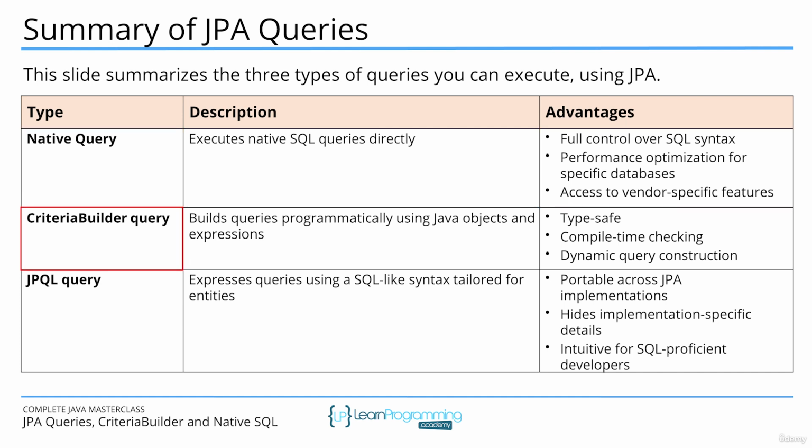The criteria builder query lets you build queries programmatically using Java objects. It's type safe, includes compile time checking, and allows for dynamic query construction. The JPQL query uses a SQL-like syntax, which is tailored to JPA entities. It's portable across JPA implementations. As you saw, it hides database implementation details and is a more intuitive method for anyone with SQL experience.